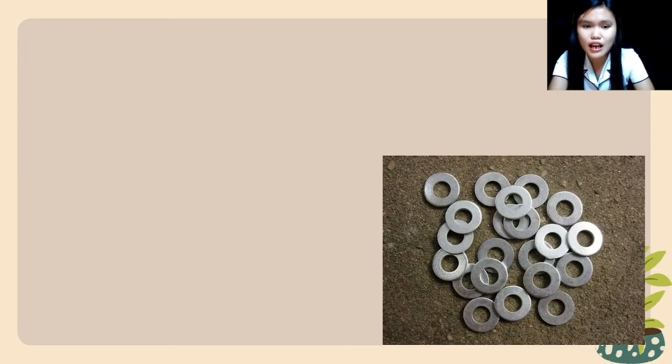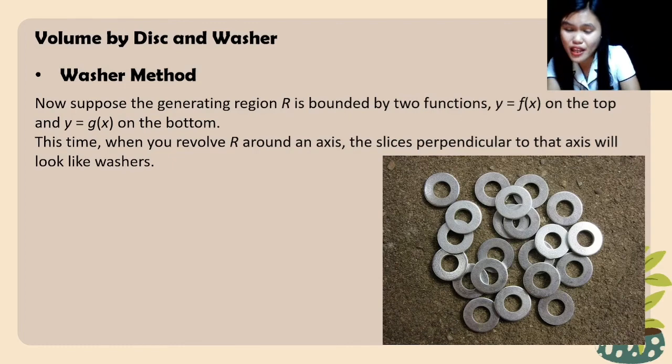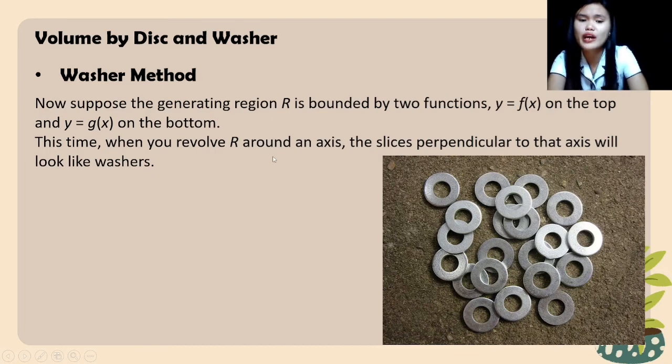Okay. Now, the washer method is different from the disk method. As you can see, our disk method does not include a hole, while our washer method is included with a hole. So how can we find the volume of a solid if it has a hole? Suppose the generating region R is bounded by two functions, y equal to f of x on the top and y equal to g of x on the bottom.